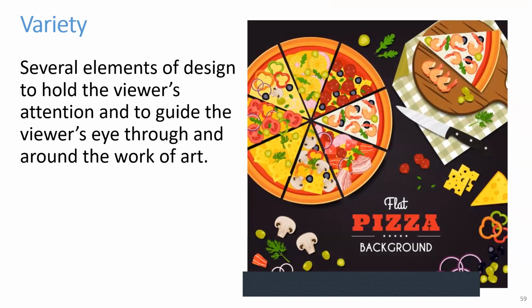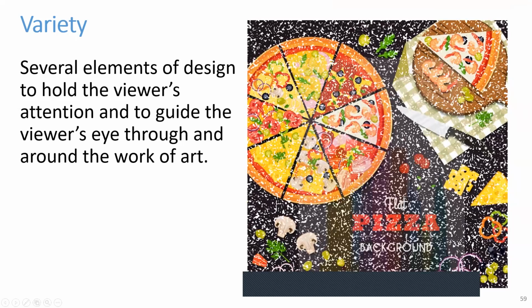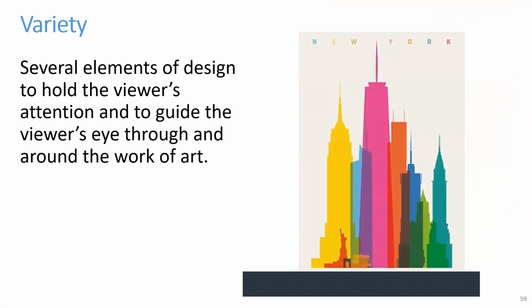Here is a design where we bring in variety. It's a Pizza Hut pizza advertisement. Very, very basic shapes are used. Right? Another one. You can see semi-transparent colors as well. Buildings are there, and some buildings you can identify. Right? New York, for example.